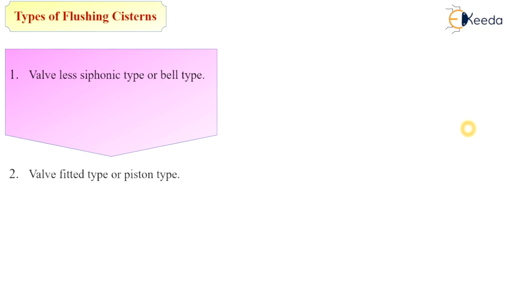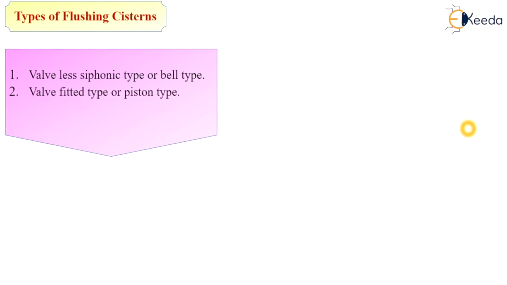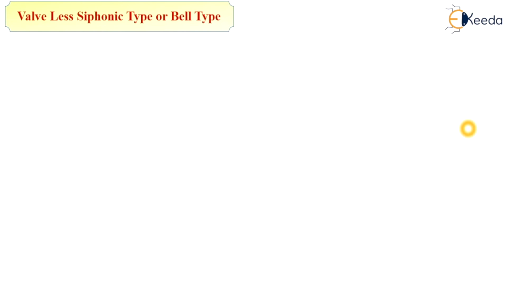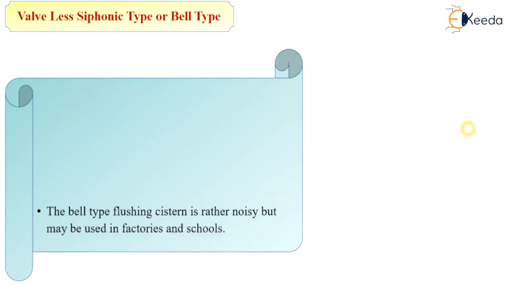Again, there are different types of flushing systems, which are the valveless siphonic type or bell type flushing system, the valve fitted type or piston type flushing system, and the last one is the automatic flushing type. First one is the valveless siphonic type or bell type flushing system.